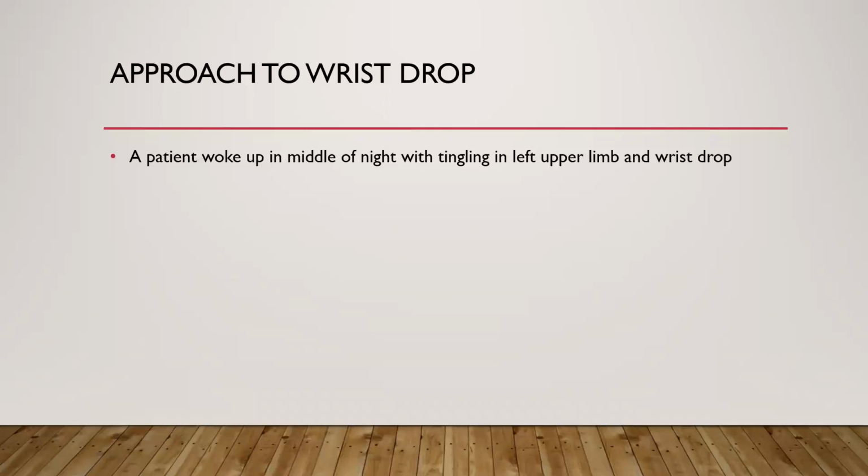A patient woke up in the middle of the night with tingling in the left upper limb and wrist drop. Yes, ma'am. What are the possibilities? So wrist drop could be due to radial nerve involvement and posterior cord involvement.